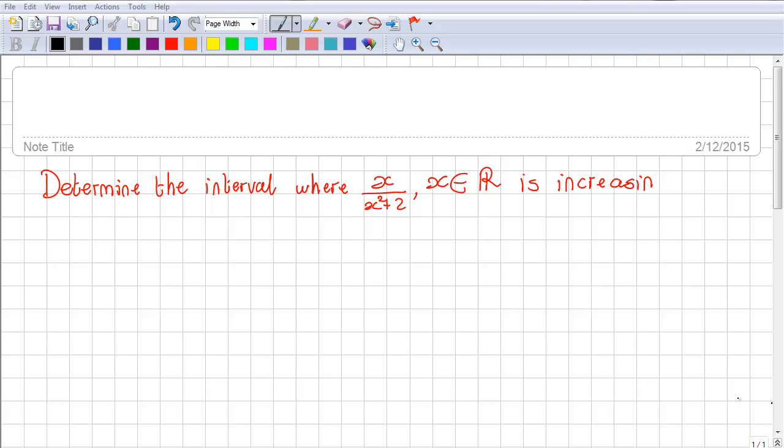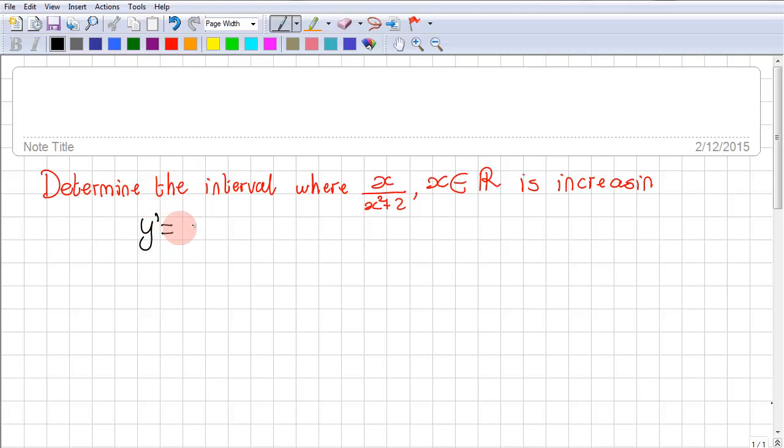Determine the interval where y equals x over x squared plus 2, where x is in the set of reals, is increasing. The function is increasing when the derivative is positive, so we must first find the derivative of the function. For this function, we will use quotient rule to find the derivative.